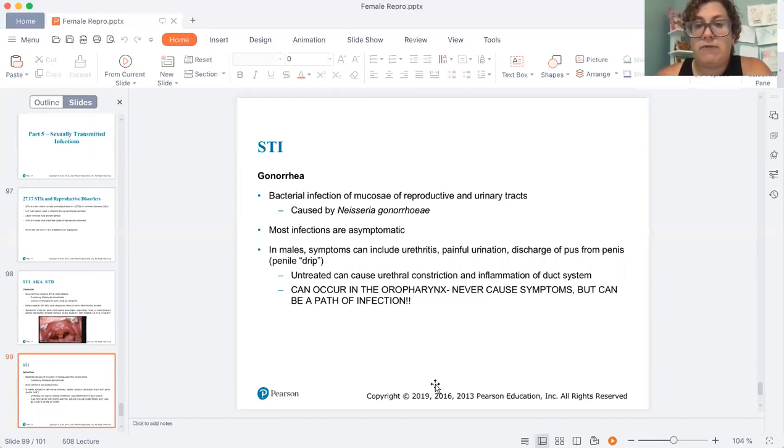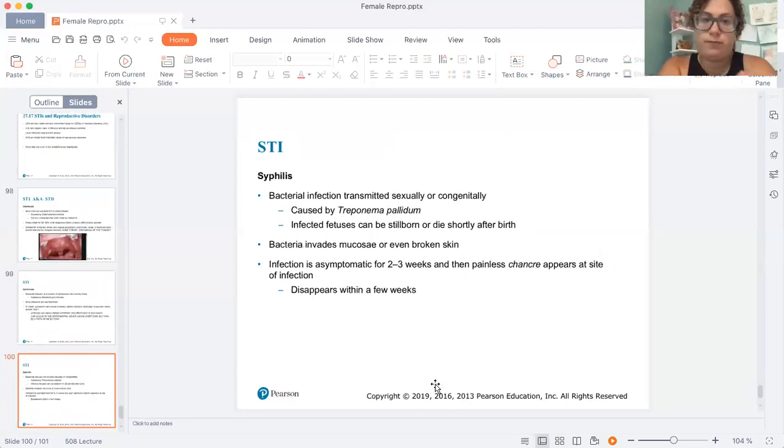Females don't normally have a ton of symptoms, but males are normally the ones who do have the symptoms. So in males, for the penis, there's urethritis, which is inflammation of the urethra, and very painful urination. Sometimes we see discharge of pus from the penis, called the penile drip. If we don't treat this, it can cause inflammation of that entire duct system. As I said, it can occur in the oropharynx but never cause symptoms, which means it could always be a pathway for infection. We have syphilis, which doesn't typically occur in the oropharynx, but I like to talk about it anyway.